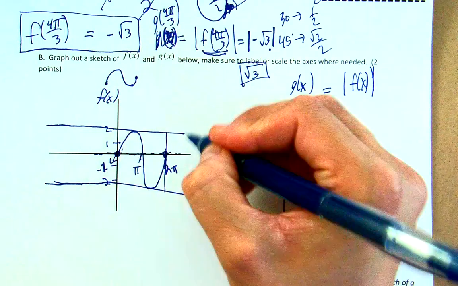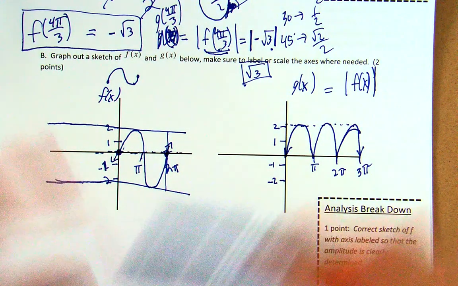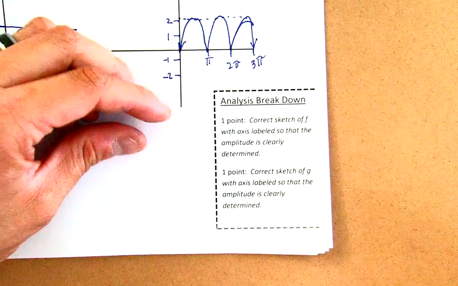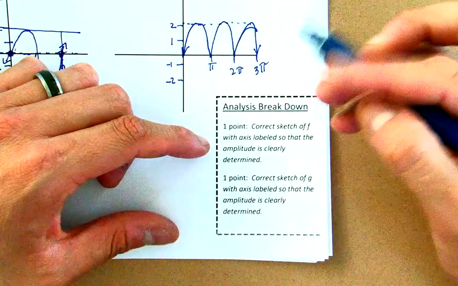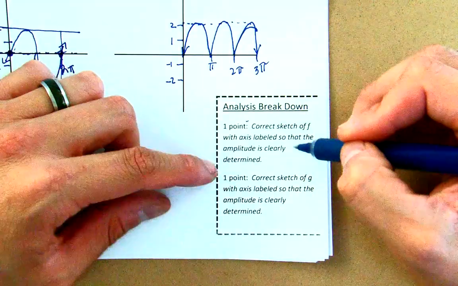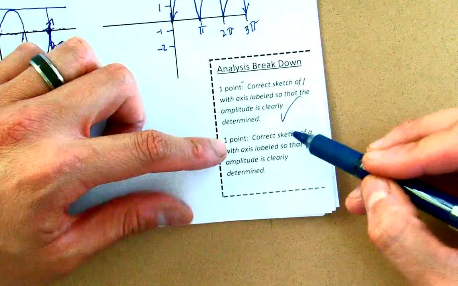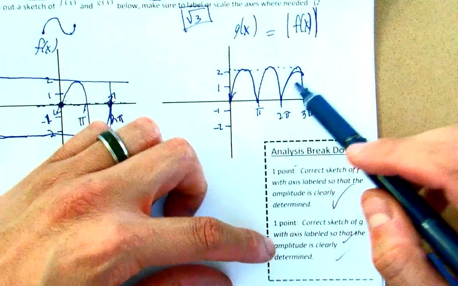Here, you could do the same thing for sine. They do not end there. Remember, it's just a sketch. And here is a breakdown, the scoring guide. You get 1 point for the correct sketch of f with axis labeled, so the amplitude is clearly determined. And you get 1 point for the sketch of g with the axis labeled, so the amplitude is clearly determined. Okay, 2 points each.